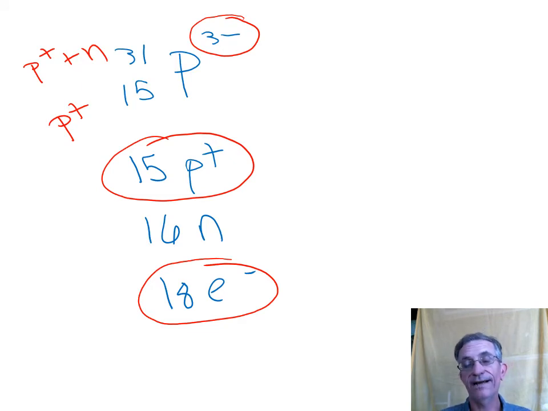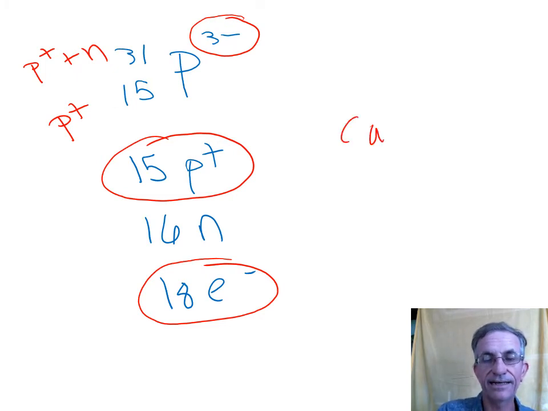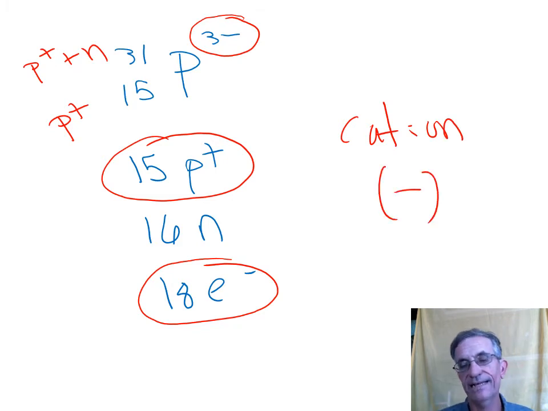Okay? All right, one last question. Is this an anion or is this a cation? It is an anion because it has a negative charge. I gave you somebody with a negative charge.